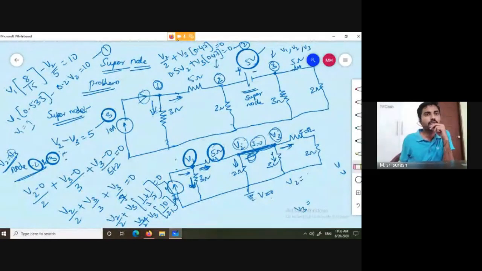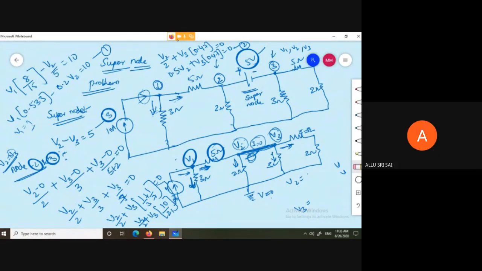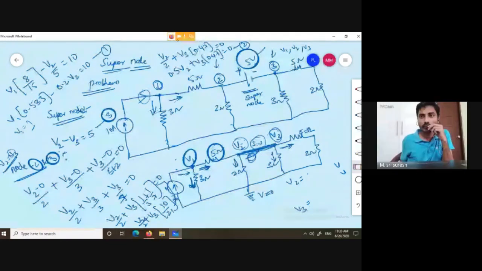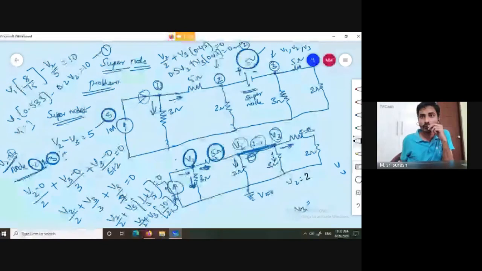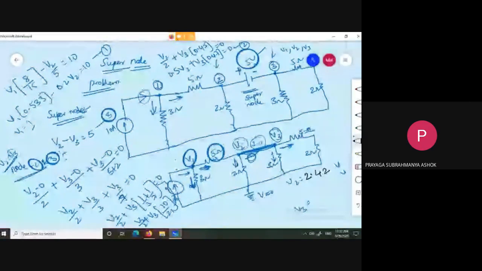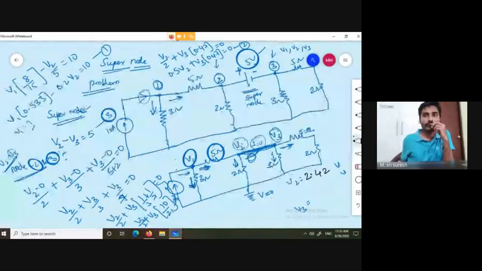Okay. What is the V2 value? So time is running. Please do it first. 2.42. Okay. What is the value of V2? 2.42. And what is the V3 value?